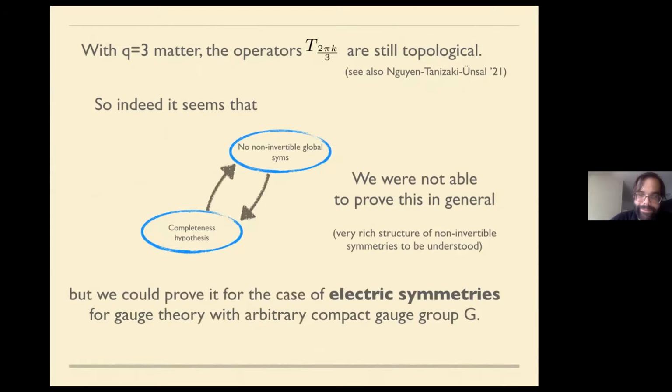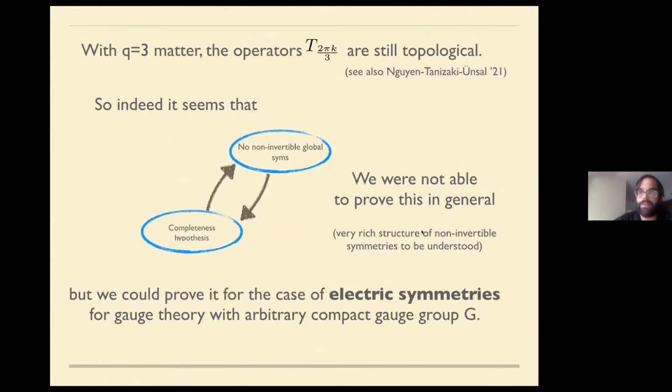The next best thing that we could do is prove it for a particular case of symmetries like the ones that we've been talking about. Symmetries in which the charge operators are Wilson lines, that's what we call electric symmetries, for gauge theory, but with an arbitrary compact gauge group G. And when I say arbitrary but compact, that's what I mean. I also allow disconnected groups like O2.